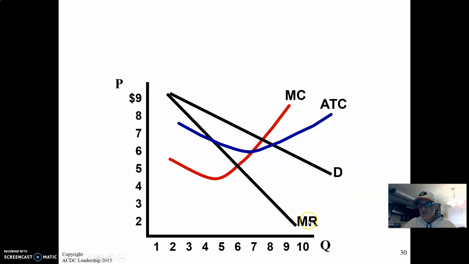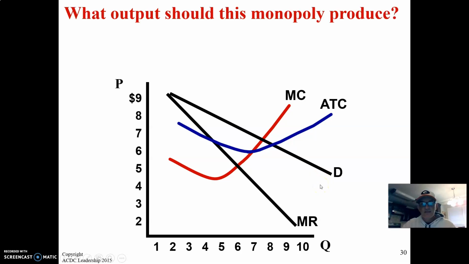They're just not together anymore because the law of demand, monopoly gang sign, says that marginal revenue and demand, or price, is not the same. So what output should this monopoly produce? You're right, they should produce where MR equals MC. So they should produce 6 units, and they should charge, that's where it gets a little bit tricky.